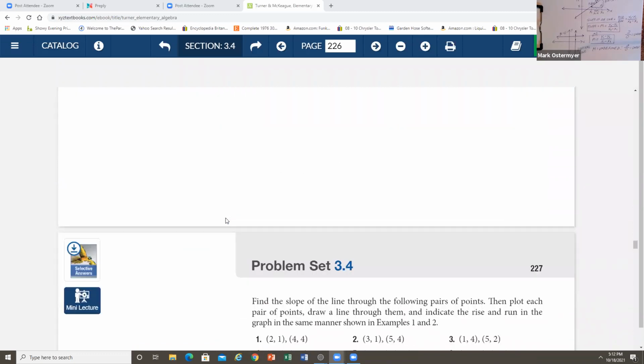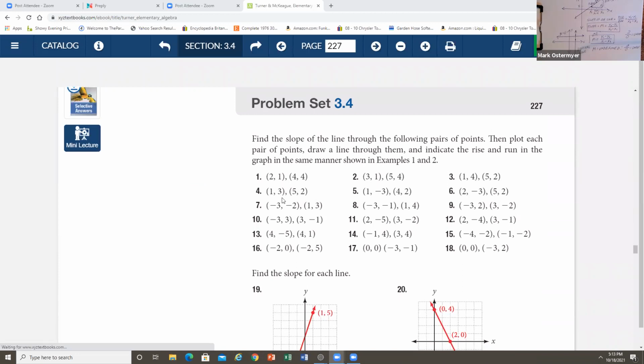All right, so let's just dive right into some problems. For these problems 1 through 18, it says find the slope of the line through the following pairs of points, then plot each pair of points, draw a line through them, and indicate the rise and run in the graph in the same manner shown in examples 1 and 2. So we're going to try a problem here, and of course you should be using graphing paper, that is a given. So I will try to entertain problem number 2 here.